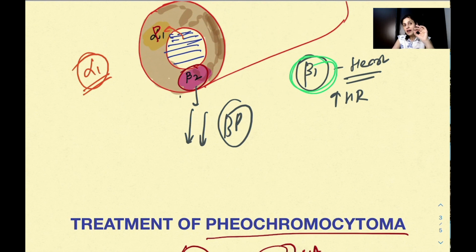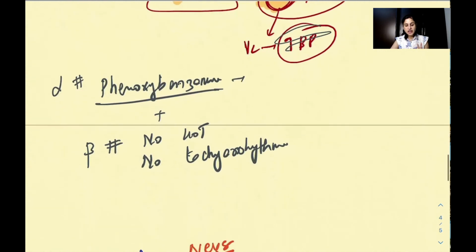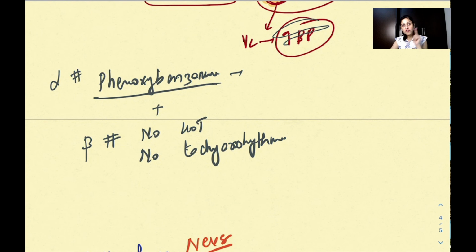So we also give a beta blocker alongside. But how should we give it? First give the alpha blocker and then give the beta blocker. Never give a beta blocker before an alpha blocker, because if you give a beta blocker beforehand, alpha is unopposed and there is only vasoconstriction, increase in the blood pressure, and that will be very, very dangerous for the patient.